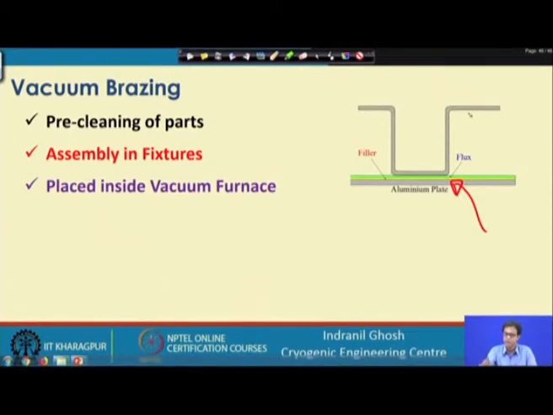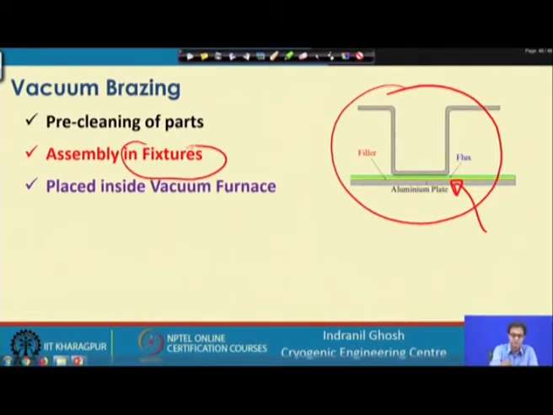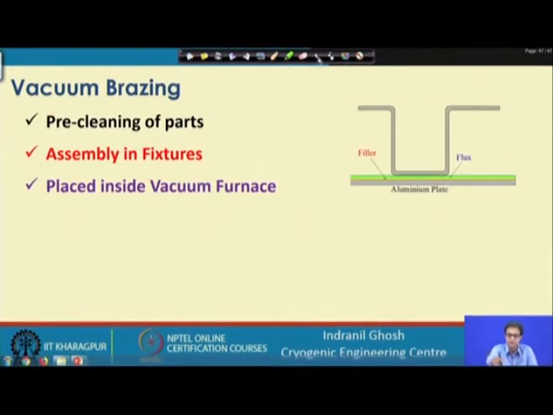This is just a single layer we have shown, where we have the fin and the plate cladded with filler and the flux, and this whole unit is within a fixer. This fixer will be placed inside what is called the vacuum brazing furnace. And why do we need a vacuum?